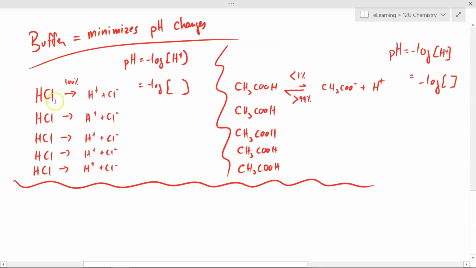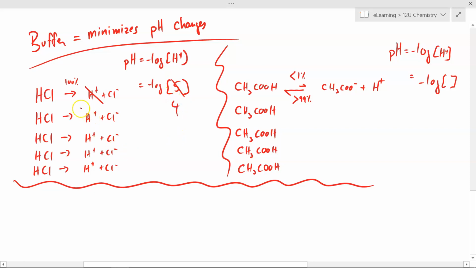Now, if you recall, hydrochloric acid is a strong acid, so it 100% breaks up. So if I had 5 HCl molecules, all 5 of them would break up and dissociate into H plus ions. So if I was calculating my pH for this situation over here, it'd be the negative log, and the concentration of H plus would be based on 5 of these H plus ions. Now, if I added a base to my solution, it would neutralize one of the H's, and now it'd be based on 4.